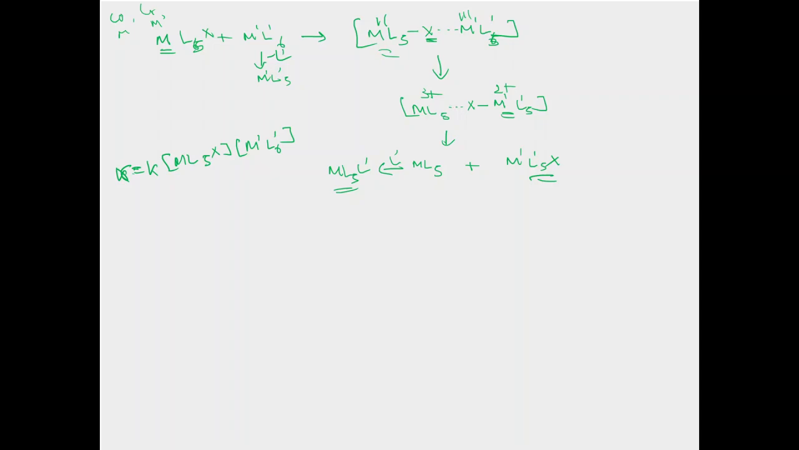You can see this dotted dash bond here and this solid bond here. Then after that, finally it dissociates to get the redox reaction products. The final step is dissociation. So now we are getting ML5 and M'L'5, and this X, the bridging ligand, will now come onto this side.